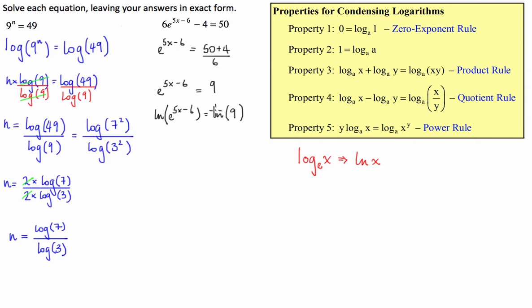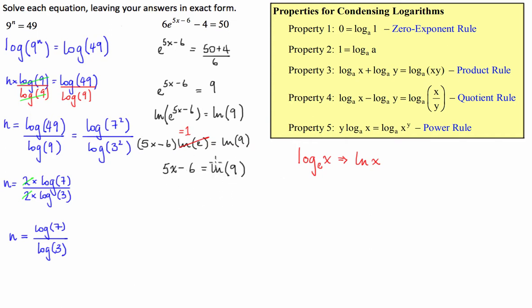Cool. So from here, what I can do is take my power and put it as a coefficient. And I'm going to have 5x subtract 6 times ln of e is equal to ln of 9. And from here, I'm going to use this particular property here that log to the base a of a is equal to 1, because here we have log to the base e of e. So this is going to be equal to 1. So it essentially will cancel out because it's equal to 1. And we're going to be left with 5x subtract 6 is equal to ln of 9.